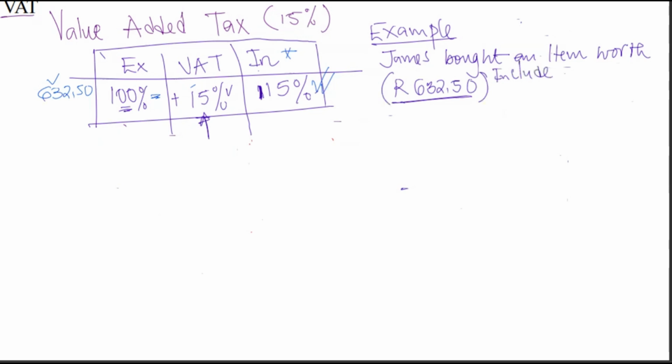I'm giving an example. When you go to Pick and Pay to buy something, the price you find on the shelf is the same price you pay at the till. However, when you get the till slip, you will see that they have charged you VAT, yet the price remained the same. That means the VAT is already counted in that price. So James bought an item and it cost him this much. So this price already includes VAT.